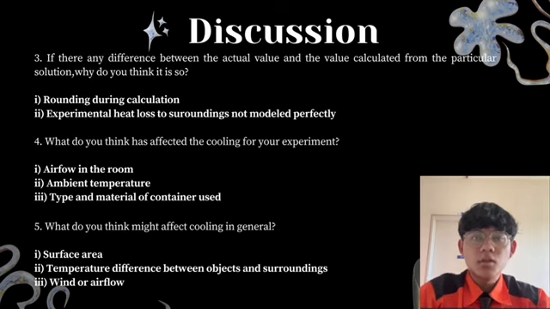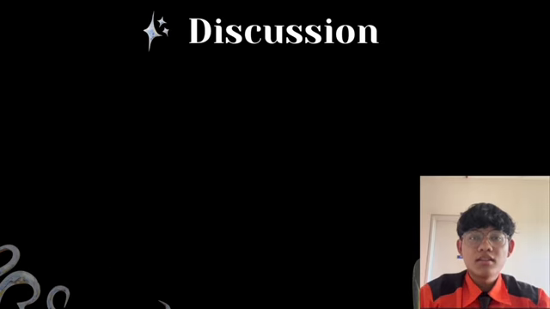For question 5, we were asked what might affect cooling in general. So we think that the surface area of the object might affect cooling in general. The reason why is because the larger the surface area, the more heat can go to the surroundings. Other than that is the temperature difference between the objects and the surrounding. This is because heat tends to go from high heat to low heat. And our third reason is because of the wind or airflow. Wind and airflow can also increase the cooling effect.